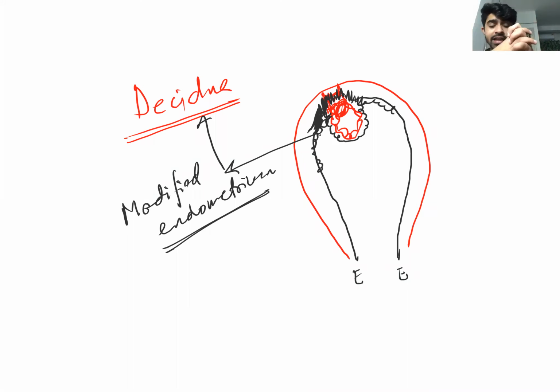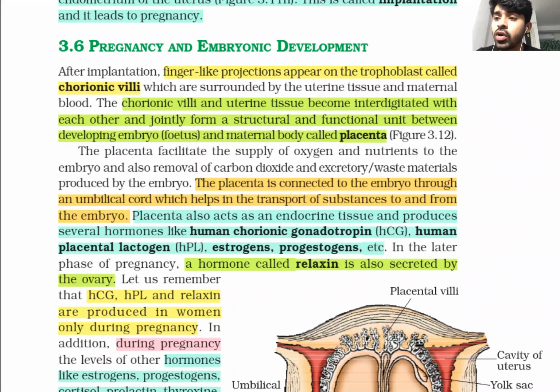It is interdigitating to form a structure. It is to form something which is called implantation. So interdigitating is called implantation in between the syncytial trophoblast and mother's decidua. So mother's decidua and fetal syncytial trophoblast are interdigitating, and that will help in performing implantation. Okay, so I have already discussed all the hormones and what is the role of those hormones.